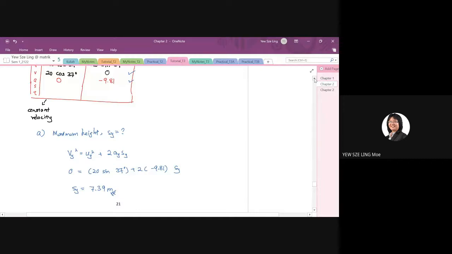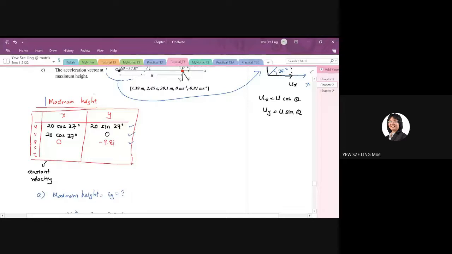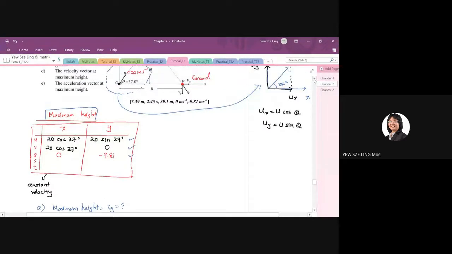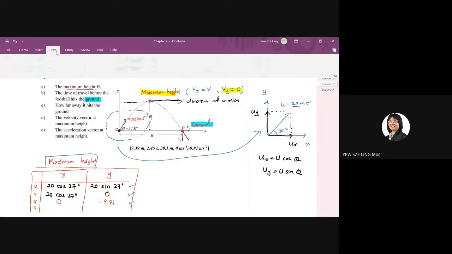Calculate maximum height. The table is also for maximum height, as you can see here. Now question 2 is about the ground. It's asking what happens when it hits the ground, so it's asking for this position. Then you need another table, because at maximum height and at ground, the object will have different V and different S.